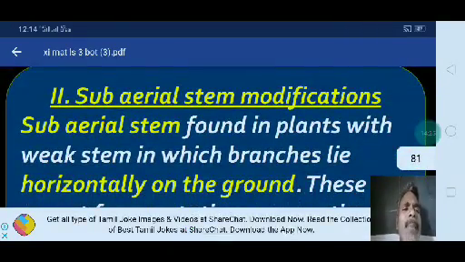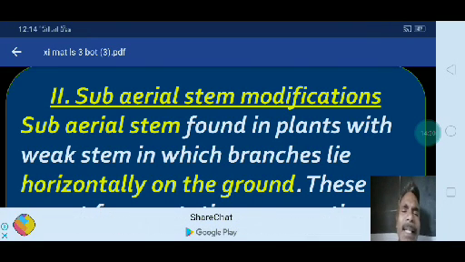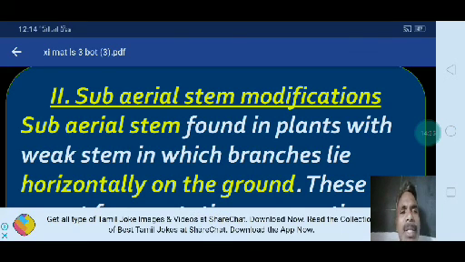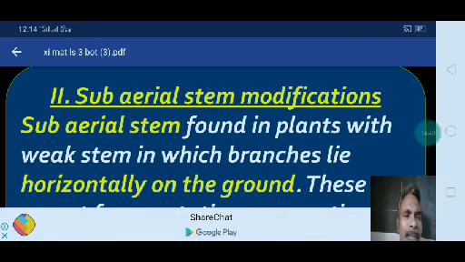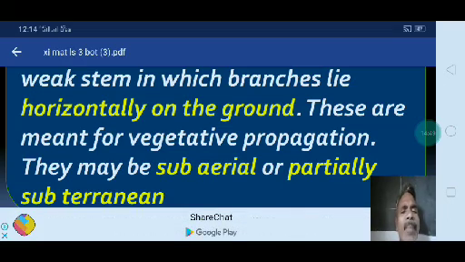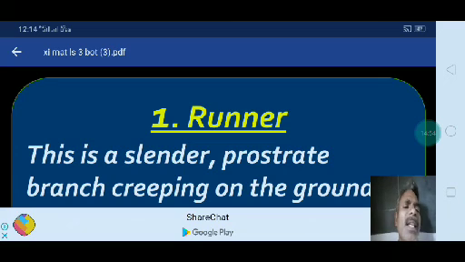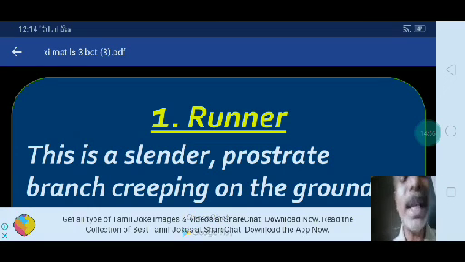The next one is subaerial stem modification. Up to this point we studied aerial stem modification. Now you have to move on to subaerial stem modification. Half of the stem is present in a subaerial form. Subaerial stems are found in plants with weak stems in which branches lie horizontally on the ground. These aid in vegetative propagation. They may be subaerial or partially subterranean in nature. First one is a runner. Runner, sucker, stolon, offset. These are the four kinds present in subaerial modification.